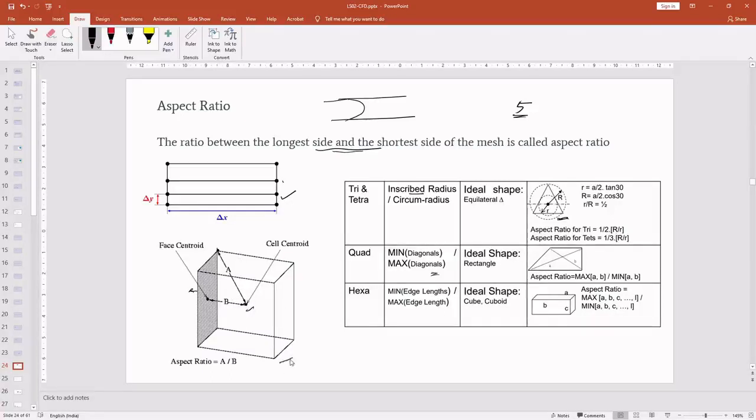So for a 3D structured element, the aspect ratio is taken as these two values, A by B, where A is the distance between cell centroid and node, divided by B, the distance between cell centroid and face centroid. So that's the aspect ratio. Aspect ratio is most commonly used with 5, or the best standard, the thumb rule, is 5 actually. Moving on to the next one.